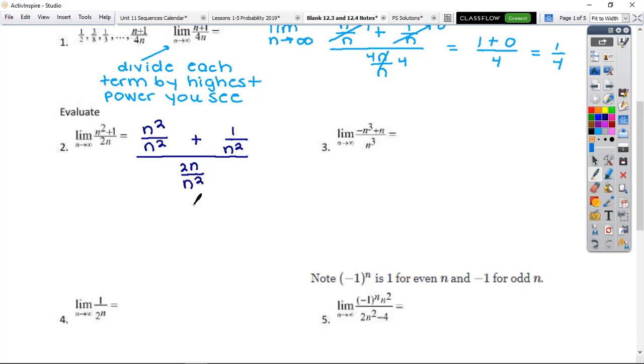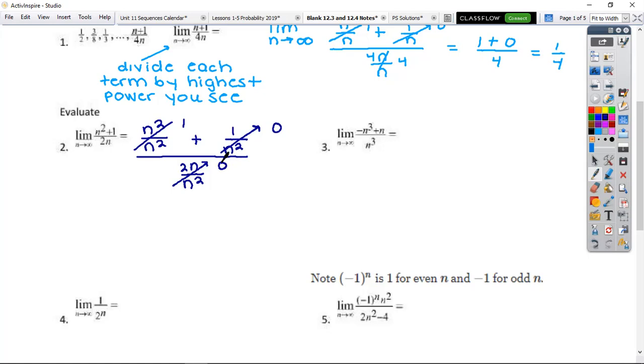I tried to give you one of each different scenario. Your top fraction, n squared over n squared, cancels. That's just 1. Your next fraction, 1 divided by n squared: again, just think of n as a really large number. So what would this approach? 0, good. And then I have 2n divided by n squared, and that is going to approach 0.